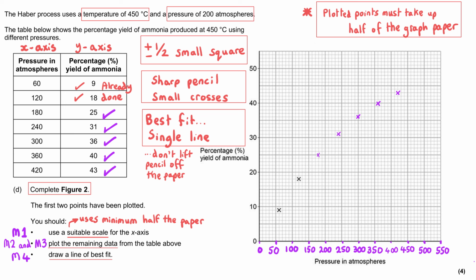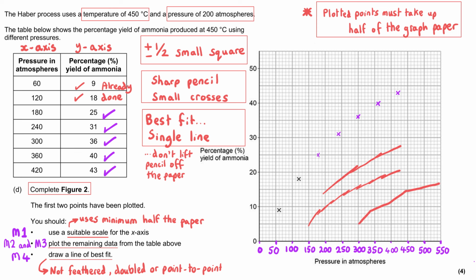That's a really crucial idea, because if you do lift your pencil off the paper, the line could end up looking feathered, which means it's kind of a zigzaggy line. We absolutely in chemistry never do point-to-point best fit lines, and as I've already said, we don't want those lines to be thick. So this needs to be a curve, and you can sort of tell it's a curve if you get your head down towards the paper.